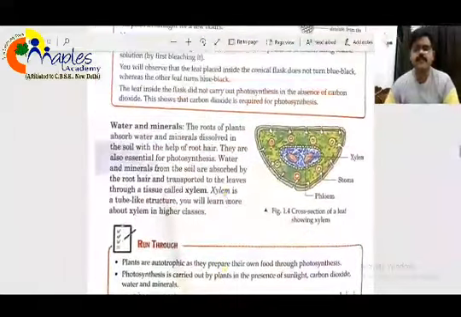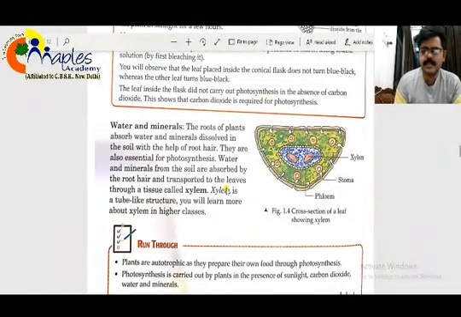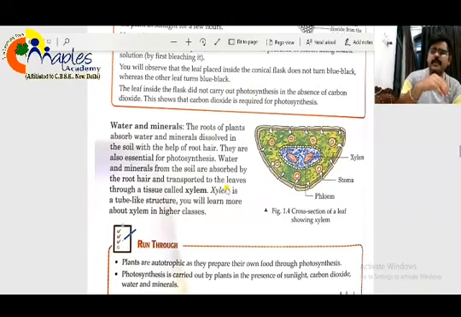Right, then moving on to the last, your water and minerals, which are the final requirement for making the food of the plants. And what happens is, from the soil, basically those things are coming. So the roots will absorb water and minerals, and from there it has to go to the leaves. So there is a network like structure, different tissues are there, pipe like tissues are there, and those tissues are called as xylem.